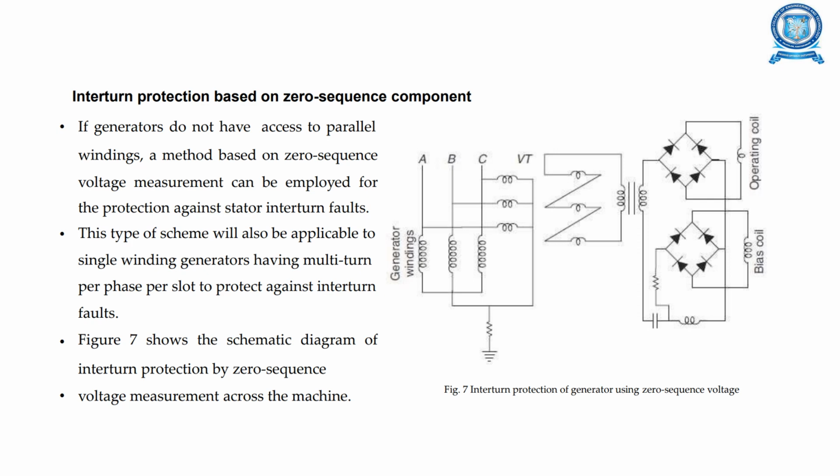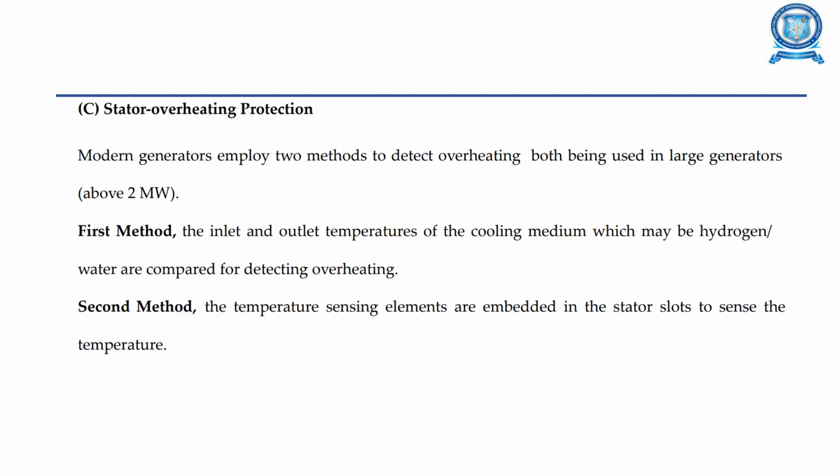This is the interturn protection based on zero sequence component. If the generators do not have access to parallel windings, a method based on zero sequence voltage measurement can be employed. Figure 7 shows the schematic diagram of interturn protection by zero sequence voltage measurement across the machine.